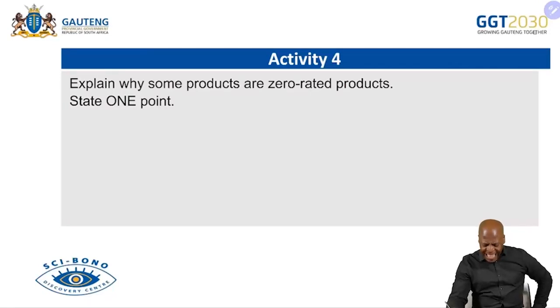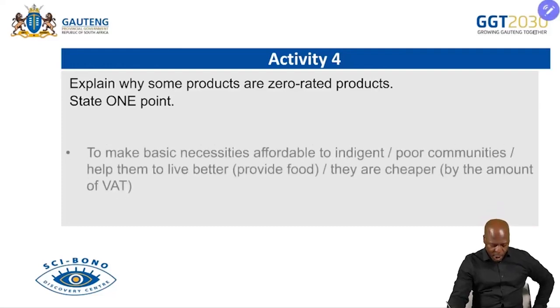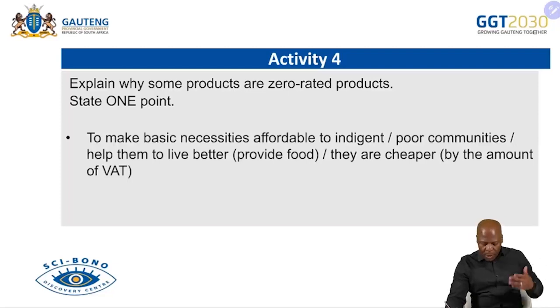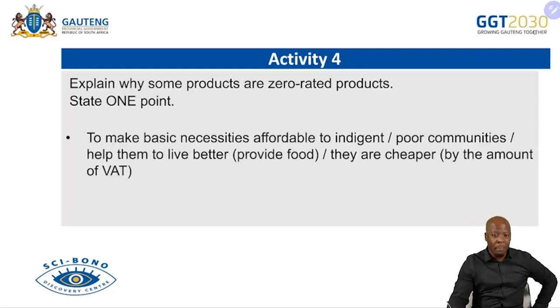Explain why some products are zero-rated products. State 1 point. Why are some products zero-rated products? Okay, let's go. To make basic necessities affordable, especially to indigent communities, to people who cannot afford, to help them to live a better life, that is to provide food for themselves and their families. And you have to understand that these zero-rated products are products that you need for your basic life, for you to be able to sustain living.